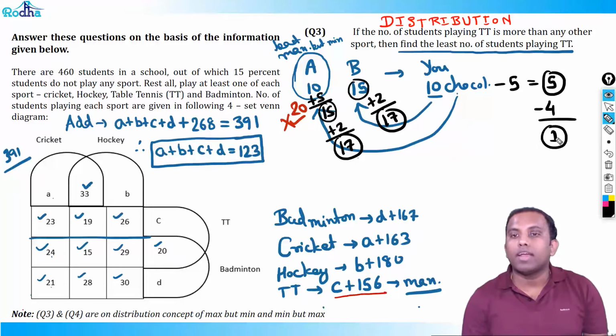Now, one chocolate, since I have to give A the maximum number of chocolates, that means A should be more than B. So I should give this 1 to A. So at last, A will have how many chocolates? A will have 18 chocolates. So A has 18, B has 17.